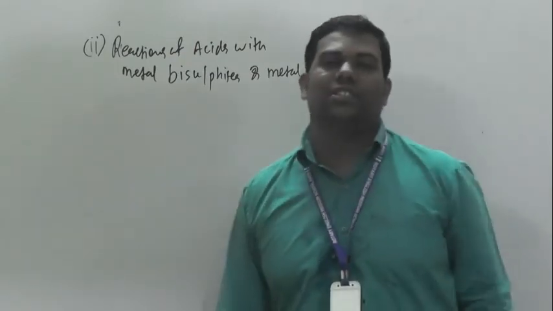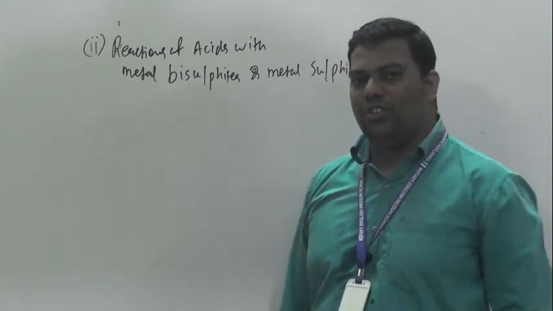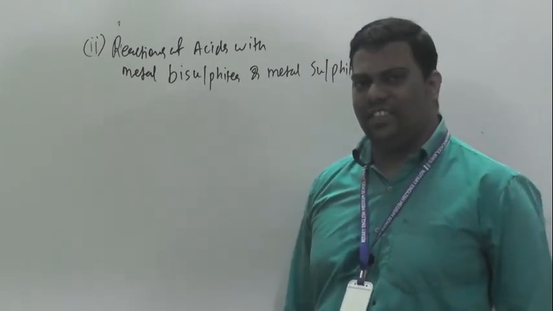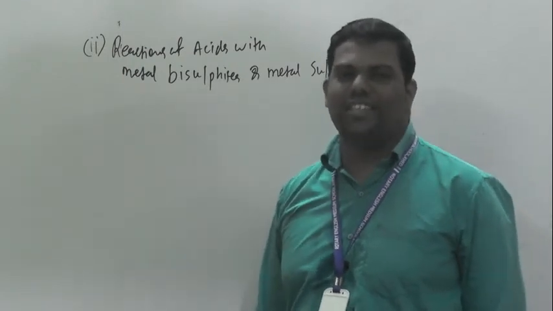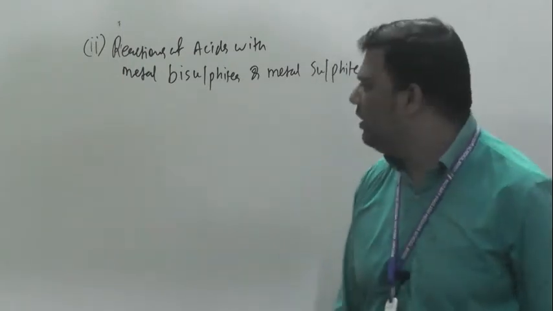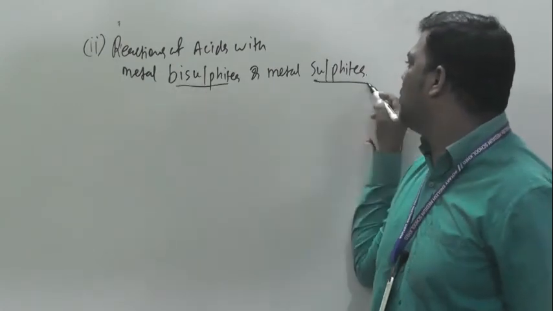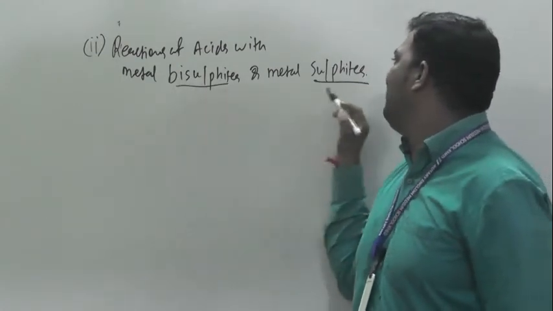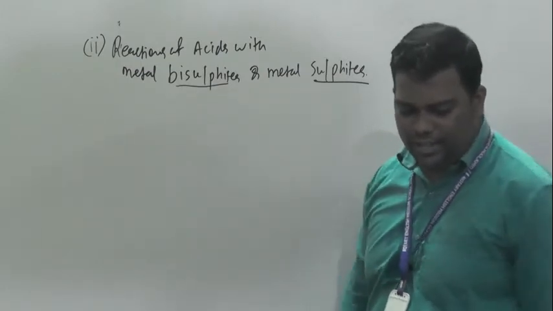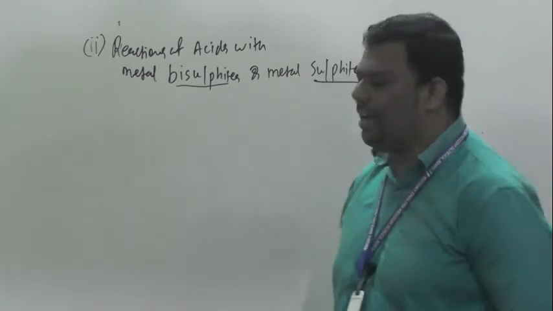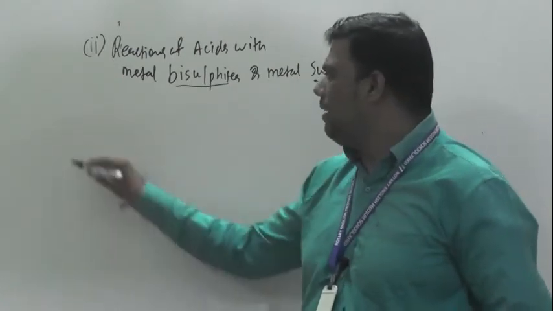Sulfite is SO3 2 minus, and bisulfite is HSO3 minus. You have to concentrate, this you must know: sulfites and bisulfites. So we will take one example here.